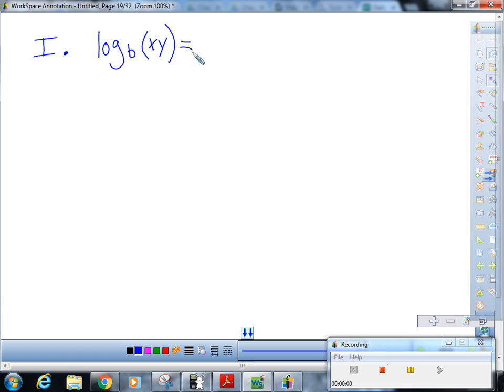The first rule says if you're taking the log of 2 things that are being multiplied by each other, you could also rewrite that or consider that the log of the first term plus the log of the second term. Okay? So that's your first rule.